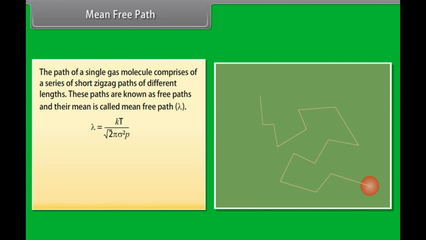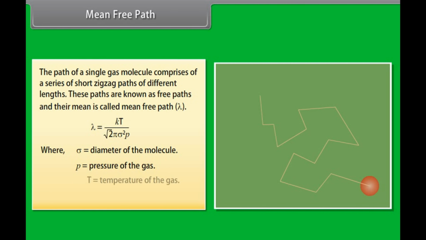Lambda is equal to kT upon root 2 pi sigma square p, where sigma is the diameter of the molecule, p is the pressure of the gas, T is the temperature of the gas, and k is Boltzmann's constant.